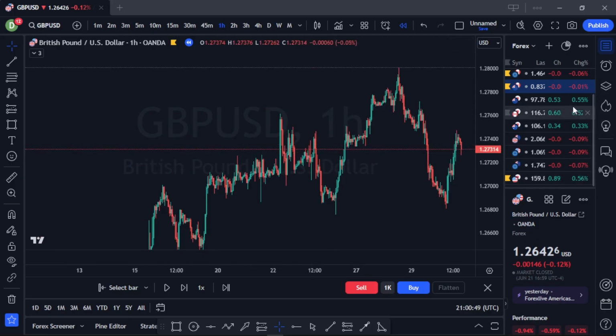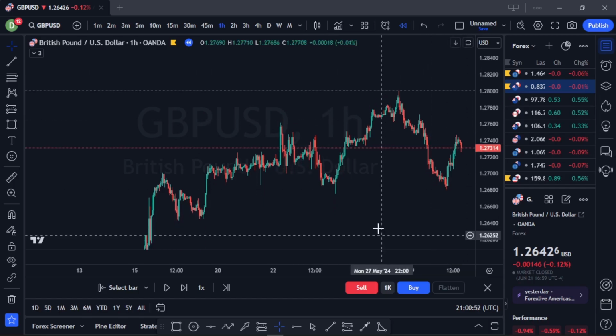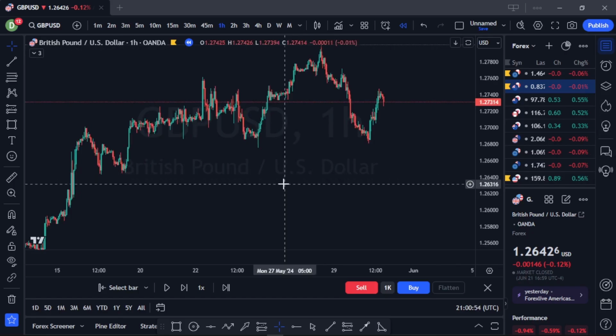You can see it's not even on my watch list, so I hardly trade this particular pair. So now let's take a look at the market right now.